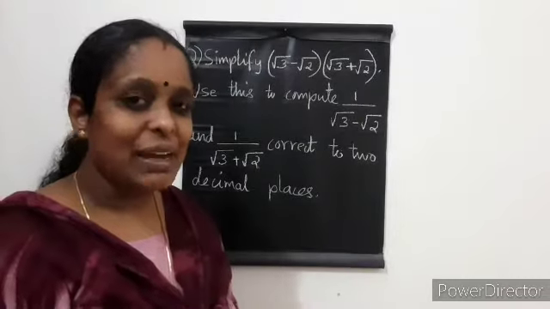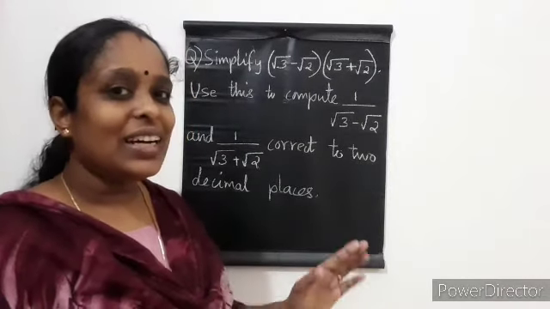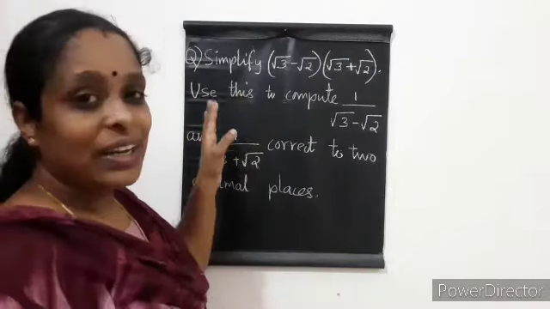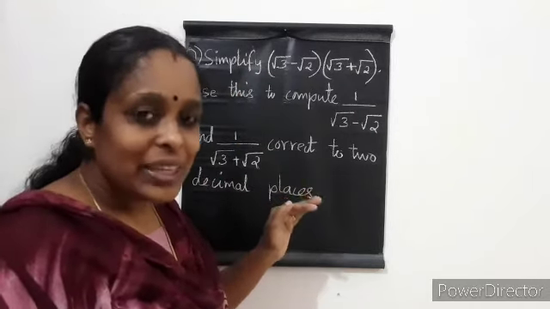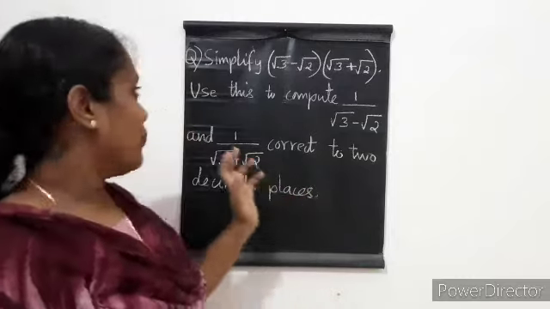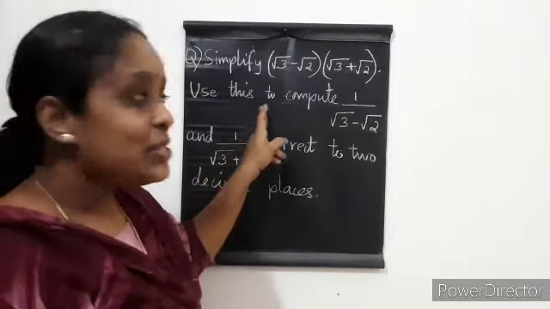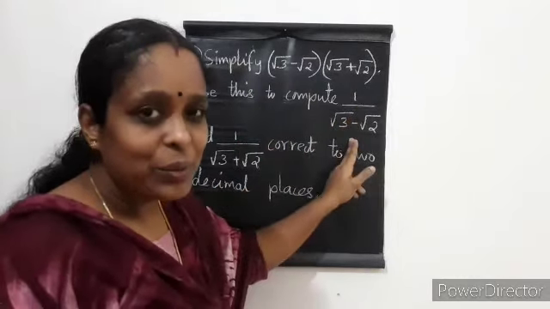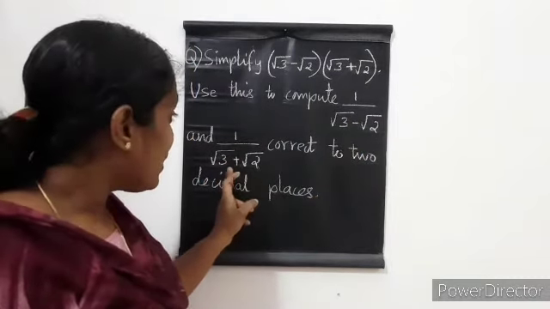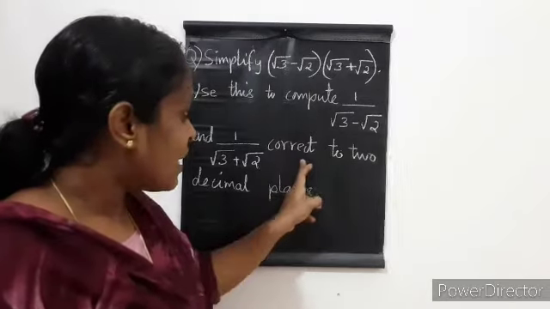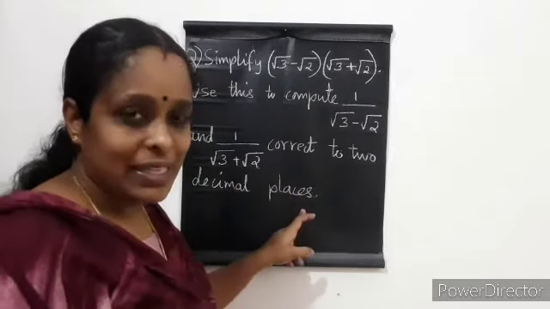Next I am giving a problem for you, and that problem is simplify root 3 minus root 2 into root 3 plus root 2. Use this to compute 1 by root 3 minus root 2 and 1 by root 3 plus root 2 corrected to 2 decimal places.